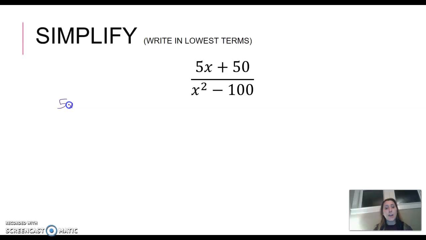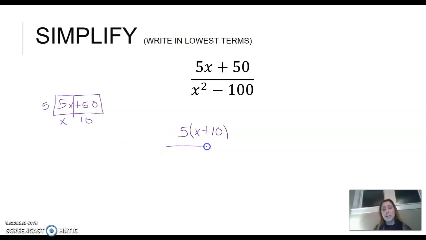So we're going to do the 5x plus 50. We always check for greatest common factor, so I'm going to go ahead and do that. I can see right away that there's a 5 in both of these, so I'm going to pull a 5 out. And 5 times x gives me 5x, and 5 times 10 gives me 50. So my numerator now is 5 times x plus 10. And I do it this way because I don't ever want to forget to write my 5 as one of my factors.